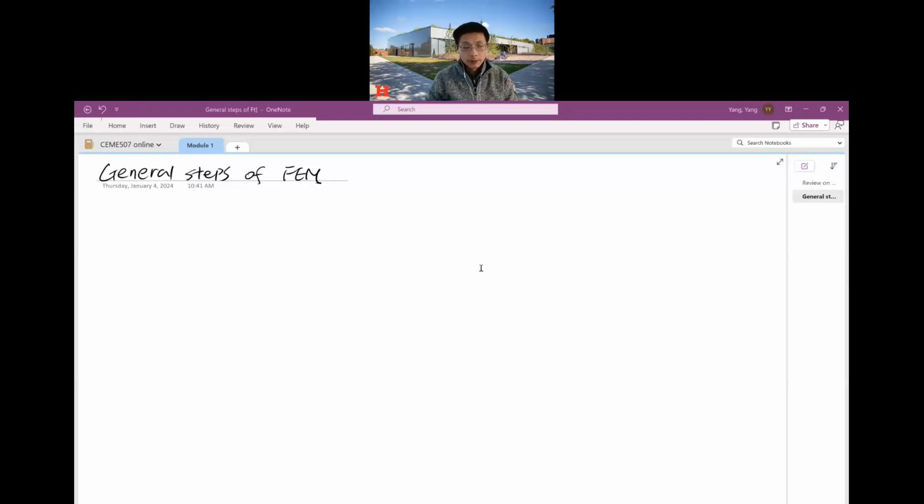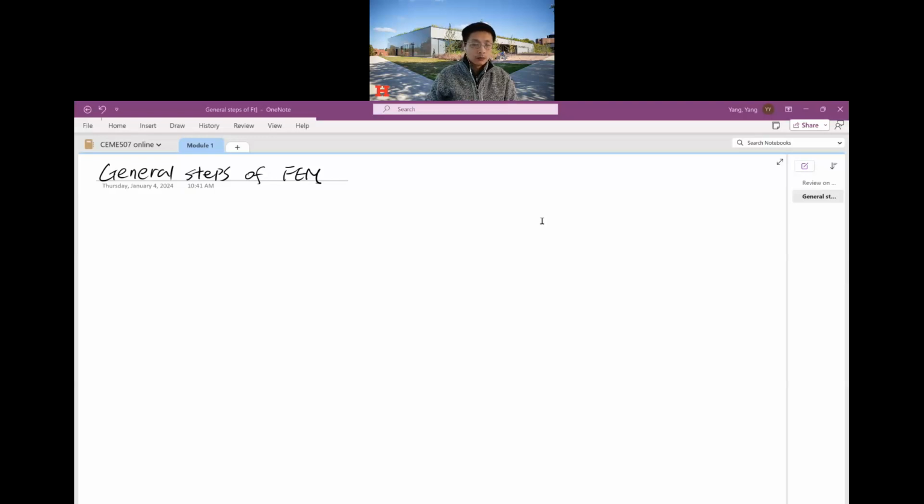Okay, hello everyone. Let's talk about the general steps of finite element method. Here we use FEM as a short. So the general steps of FEM include 8 steps over here. So this is what we usually do with hand calculations as well as using computer softwares.